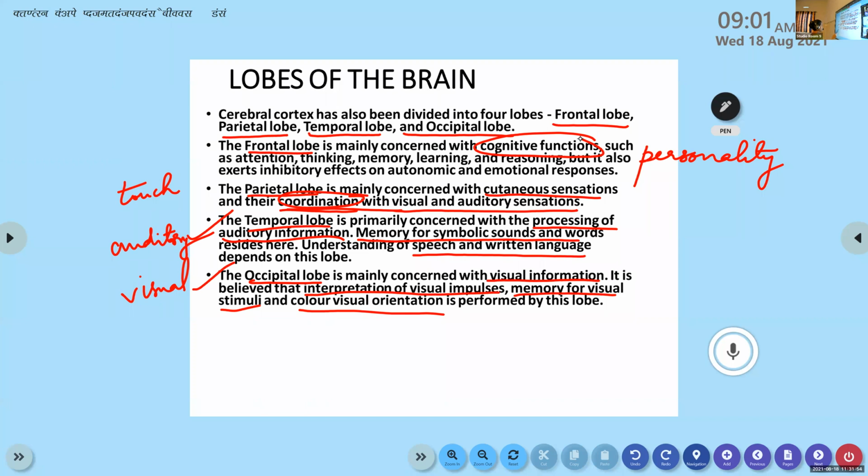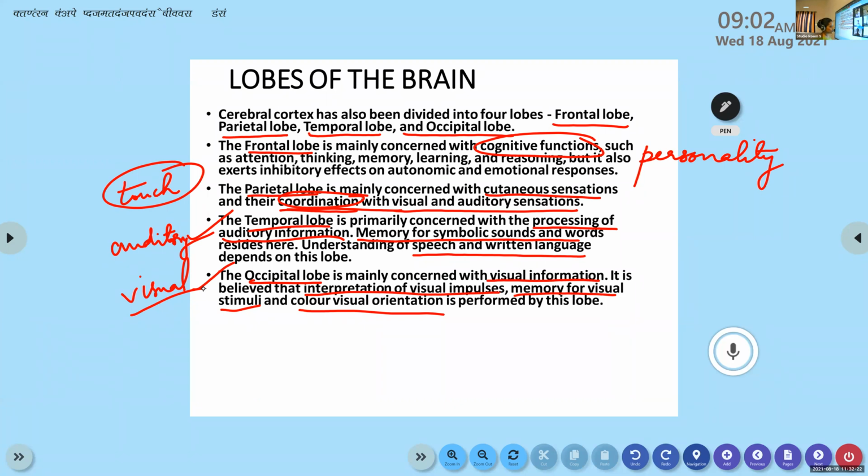But the parietal lobe is specialized basically for the touch sensation, but along with that, coordination of visual and auditory sensations are also there. Then the temporal lobe is present near the ears, so obviously it has to play a role in auditory functioning. So it processes auditory information. Then the occipital lobe's main function is related to visual stimuli, visual processing of information.